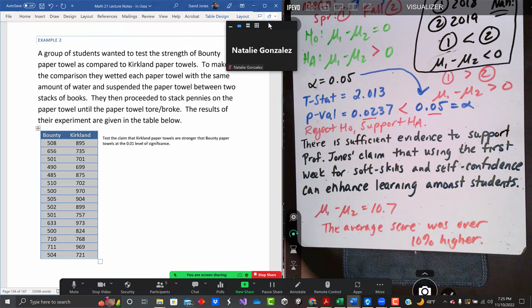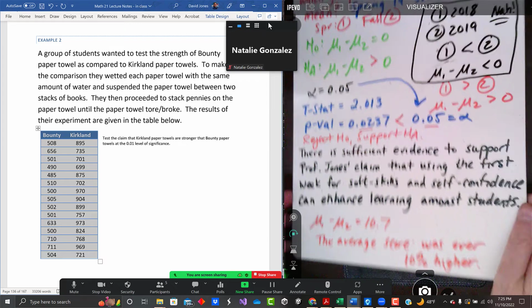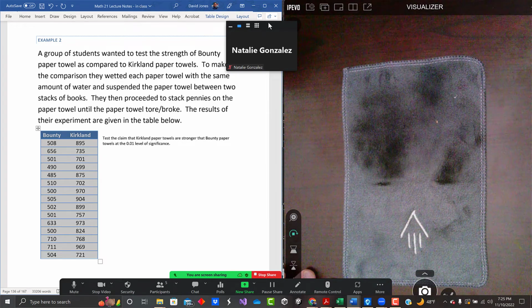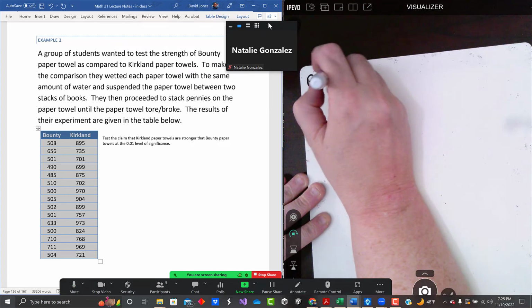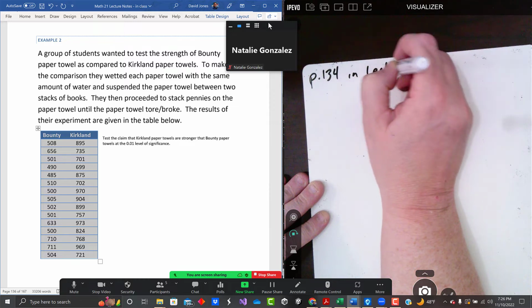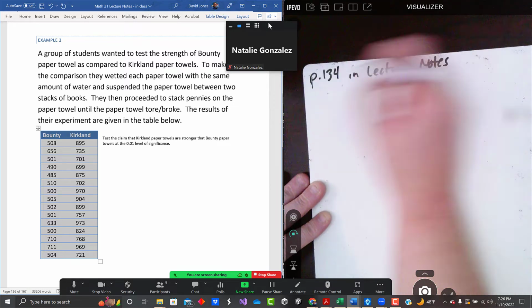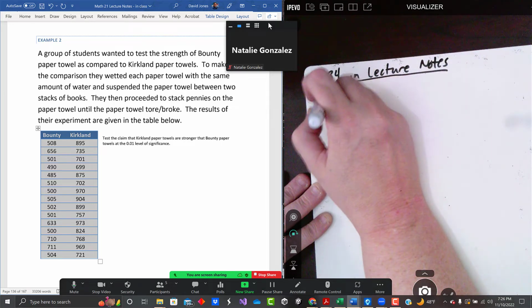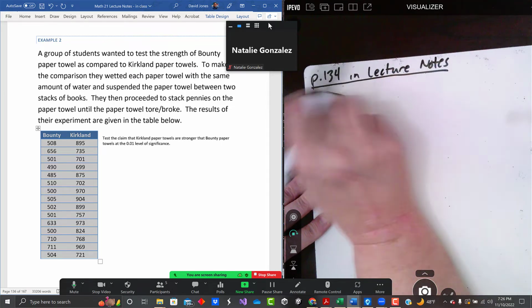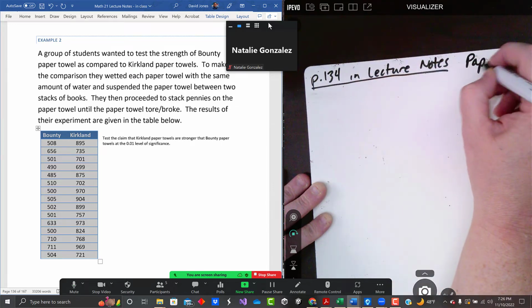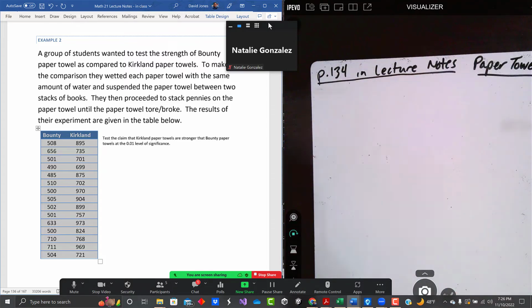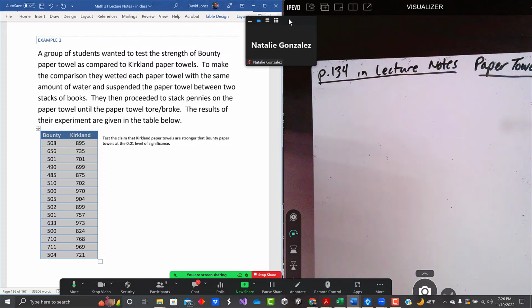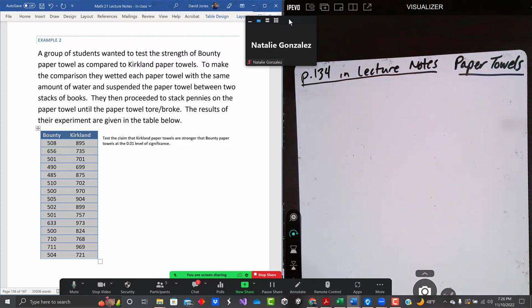Okay, so you guys ready for this one? This is from page 134 in the lecture notes. It's on paper towels. A group of COS students wanted to test the strength of Bounty paper towels as compared to Kirkland paper towels.